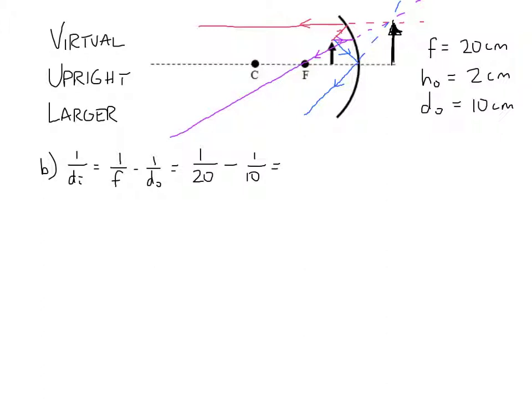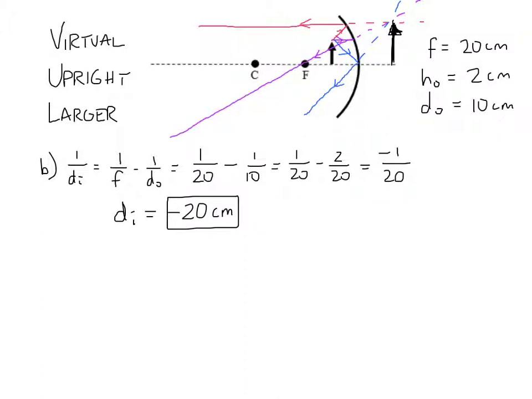The common denominator is 20, so it'll just be 1 over 20 minus 2 over 20, which is negative 1 over 20. So the di is equal to the reciprocal of that. The reciprocal of negative 1 over 20 is negative 20 centimeters. Notice that because this is a negative number, anytime the di is negative, that means that the image is virtual. So that checks out with what we had up here.